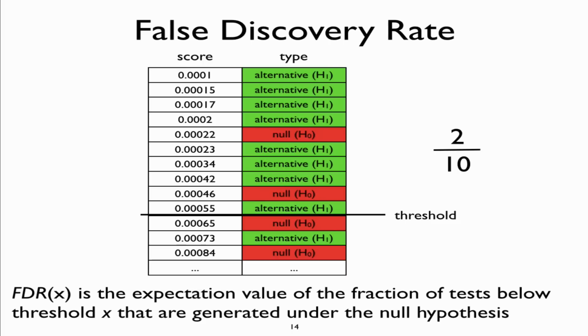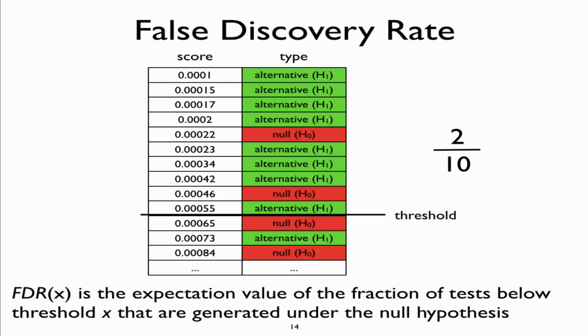Now the false discovery rate would be the expected fraction of tests below the threshold x that are generated under the null hypothesis. So if we repeated this experiment over and over again and found that on average 2 out of 10 are below this threshold, we would conclude that the false discovery rate of this particular threshold is 20%.